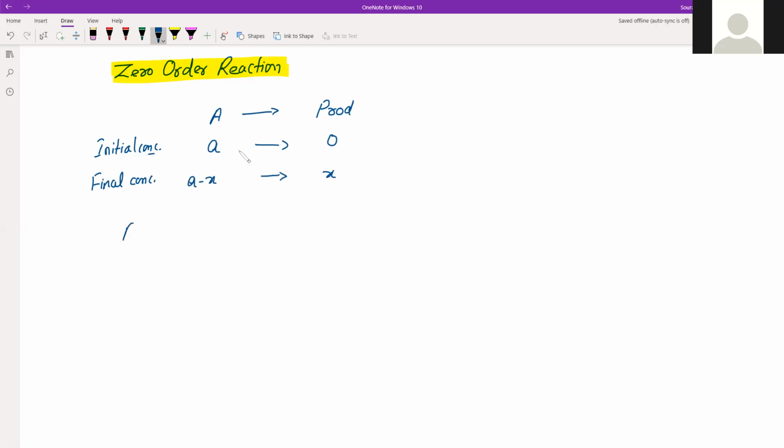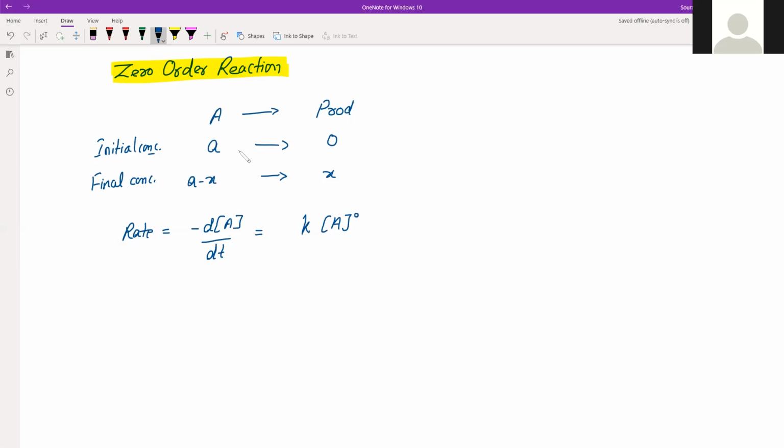Now, what is rate of reaction? The rate of reaction is the rate of disappearance of A, or the rate of appearance of product, right? So the rate of disappearance of A is minus d concentration of A divided by dt. Because it is a zero order reaction, I'll have to write this equal to K into concentration of A to the power 0.